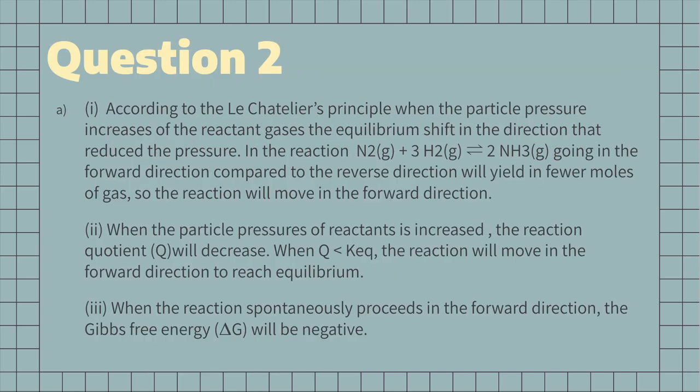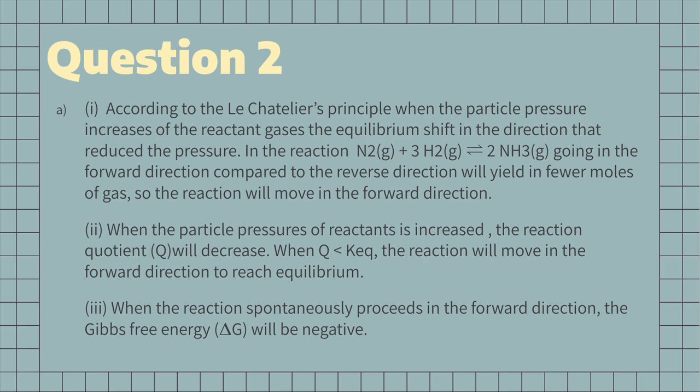So for question 2, according to Le Chatelier's principle, when the partial pressure increases, the reactant gases at equilibrium shift in the direction that will reduce the pressure. So in the reaction N2 plus 3H2 to 2NH3, it will go in the forward direction compared to the reverse direction, as it will yield fewer moles of gas. So the reaction will move in the forward direction.